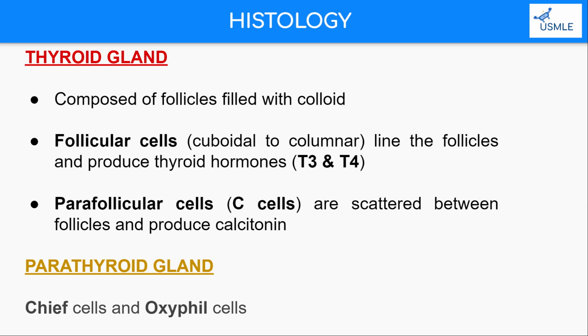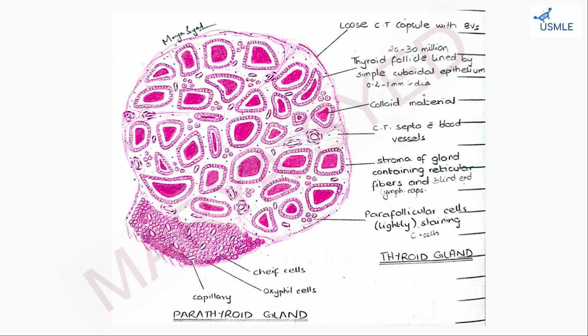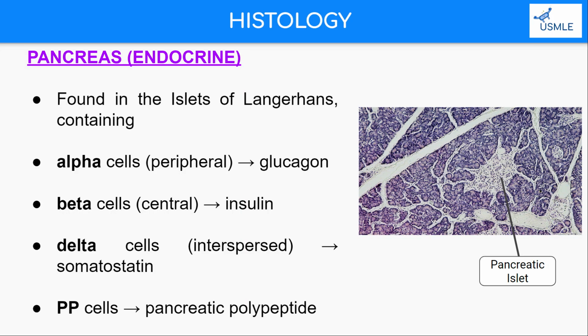Parathyroid glands have 2 kinds of cells, namely chief cells and oxyphil cells. Here is the diagram depicting the thyroid gland and the parathyroid gland lying adjacent to one another. Endocrine pancreas is especially important since it is a vital gland in producing regulatory hormones. Cellular impairment can lead to conditions like diabetes mellitus.